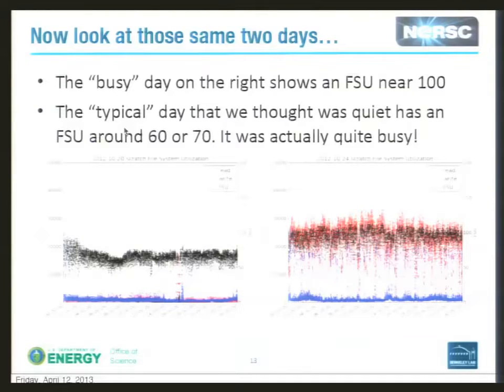Then this is those same 2 days, and now the day on the left, the black gives you what I'm calling the file system utilization. This is what fraction of your total capacity for doing I/O were you using on that day. And of course, on the right, you knew that you had a really busy day, but on the left, it's actually a really busy day too. You just didn't know that until today.